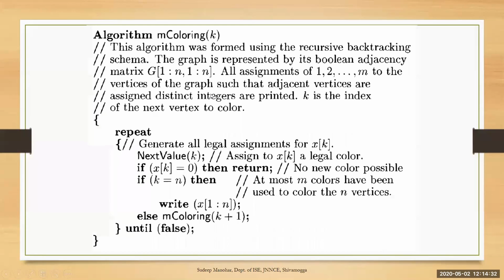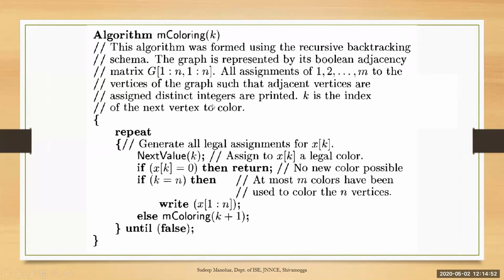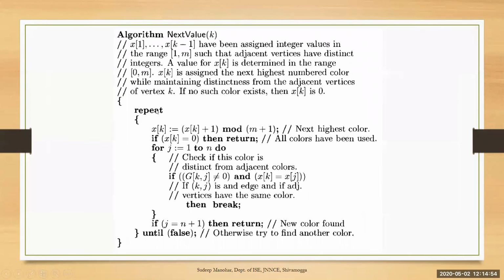For example, in the previous diagram, in the first step x of 2 was colored with 1. So x of 2 cannot be colored with 1. Therefore, in that step, x of 2 will be 0, because there will be no color for that solution. Well, we'll see how it works.